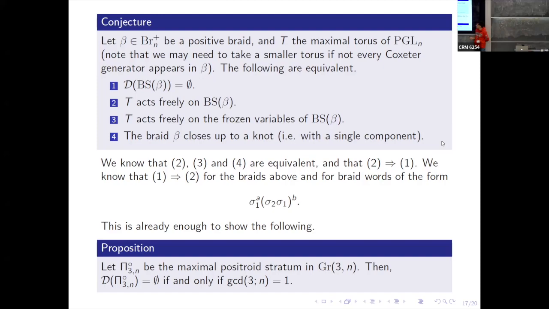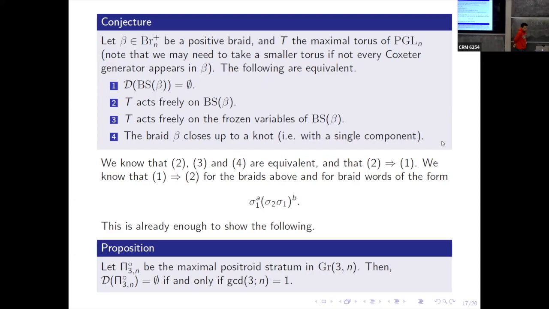Number one, there is no deep locus. Number two, this torus acts freely on the double Bott-Samelson cell. So one if and only if two is essentially the Shende-Speyer conjecture. Number three, this torus acts freely only on the frozen variables. You only need to check that. And number four is that the braid, well, its closure is a link in general. And we conjecture that 1, 2, 3 are equivalent to the braid closing up to a knot. So just one single component.